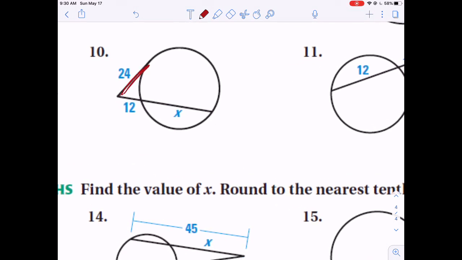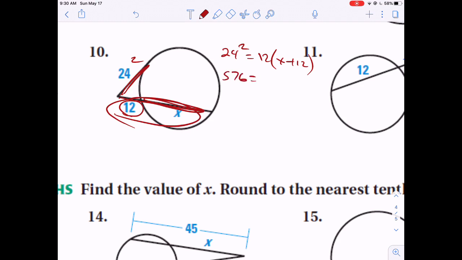Again, here's your tangent and your secant. I'm going to square the tangent. It's going to be equal to the outside piece times the sum of the two pieces. So 24 squared equals 12 times x plus 12. So this is 576, I think. 12x plus 144. Subtract 144. That's 432. 432 equals 12x. Divide by 12. I have no idea what that is. Don't have a calculator with me, but you can find that on your own. All right.